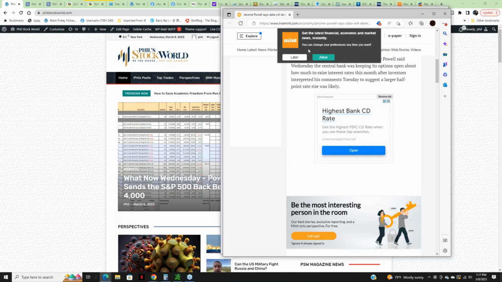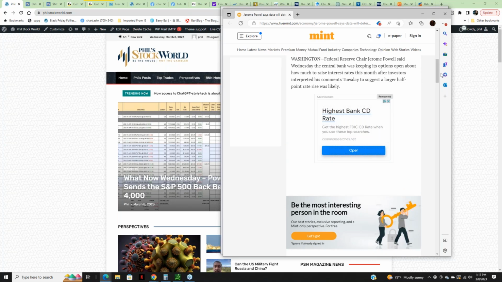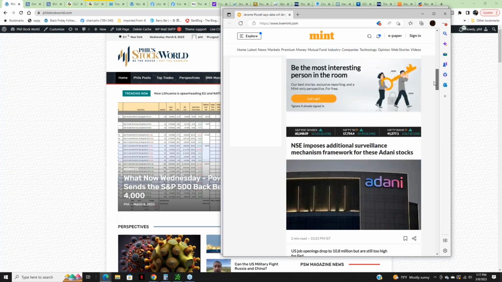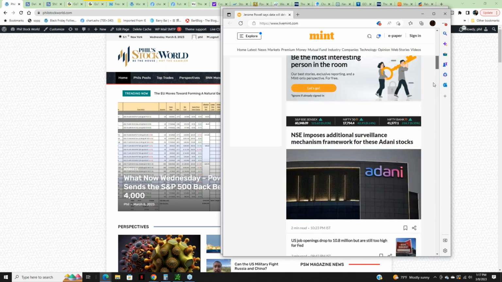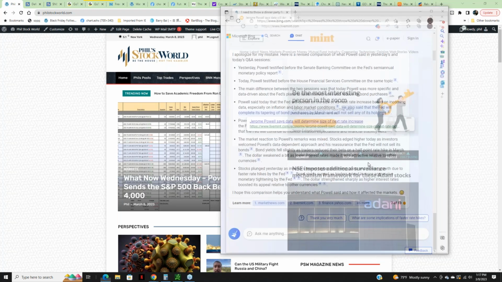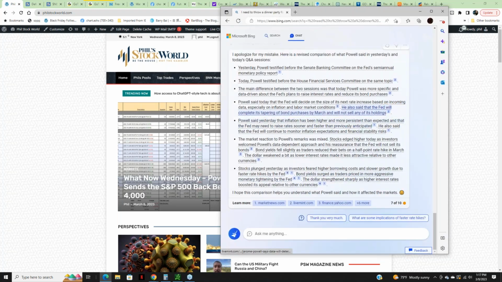Keeping options open about rates. Okay, the half point we know about because I said that. There's nothing here really that says that. So now that doesn't mean he's wrong. He's really good at extrapolating things, but you can't really take that. You got to be careful when you read things from the AIs, because they do kind of make stuff up.